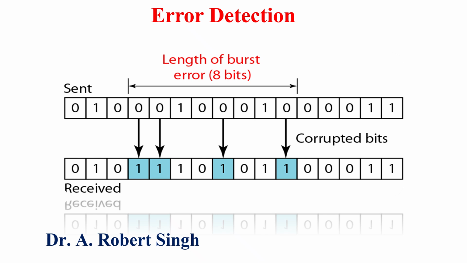Common error detection methods include parity check, cyclic redundancy check, and checksum, all used to verify accuracy and integrity of the transmitted data. These techniques help maintain reliable communication even over unreliable networks.